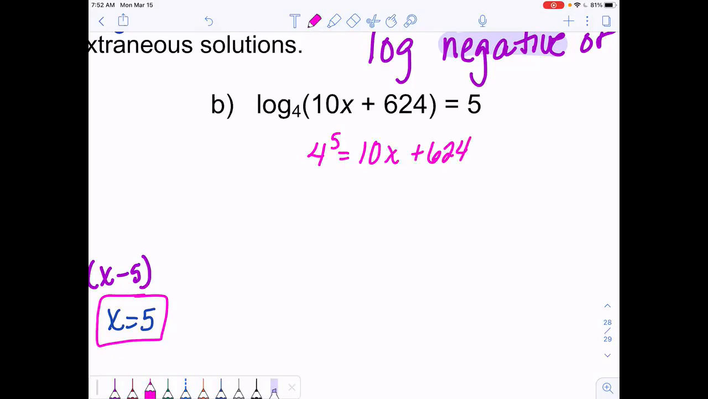So 4 to the 5th. That's going to be a pretty big number. Yeah. And when you subtract 624 from that, Grace, what do you get? Yeah.